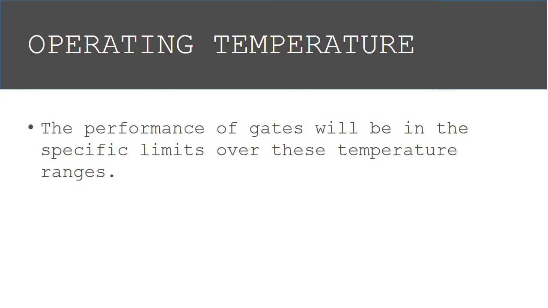Operating temperature. The temperature range acceptable for consumer and industrial applications is 0 degrees to 70 degrees Celsius, and that for military applications is negative 55 degrees to 125 degrees Celsius. The performance of gates will be within the specified limits over these temperature ranges.